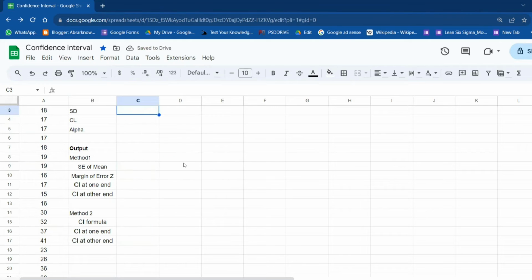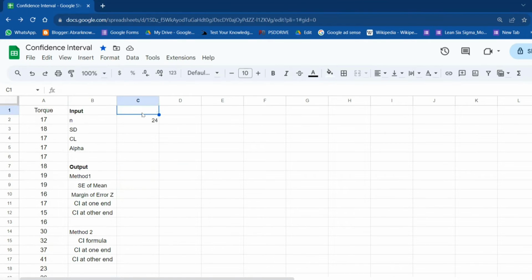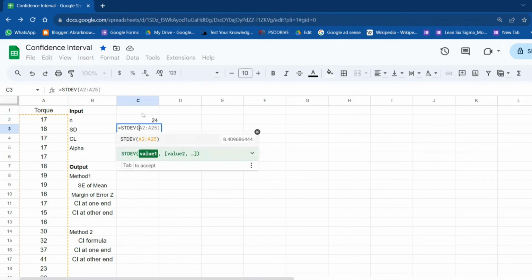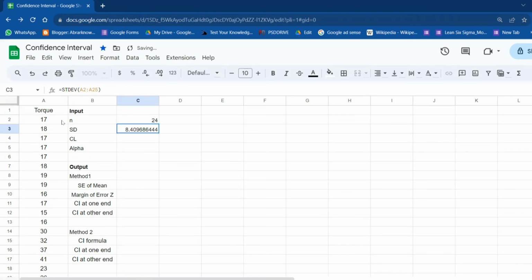So I'm going to cancel this one because auto fill will not work here, because we are going to use a different formula. Standard deviation, again we are going to do the same, and this is the standard deviation we got.